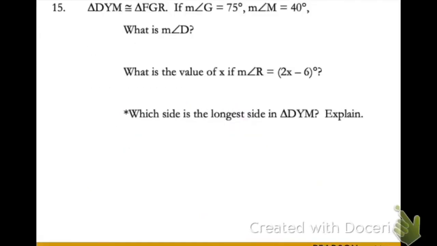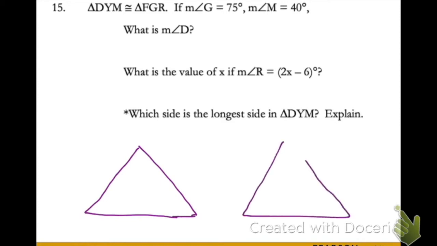In number 15 here, we're given that triangle DYM is congruent to triangle FGR. We're also given that the measure of angle G is 75 degrees, and then the measure of angle M is 40 degrees. So I'm going to start off here by drawing our two triangles. We're going to label the first one here as DYM. But then since these are going to be corresponding triangles, we need to make sure that we label these in the exact same place. So that means that D is in the same place as F, Y is in the same place as G, and M is in the same place as R.